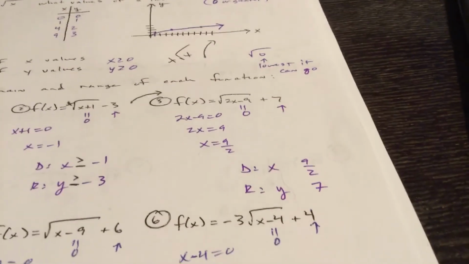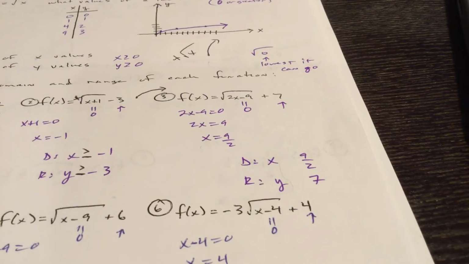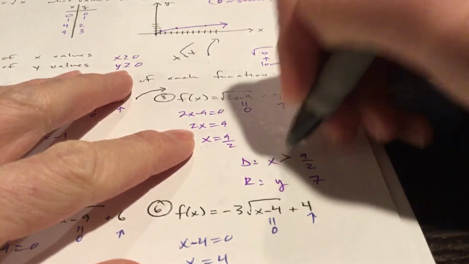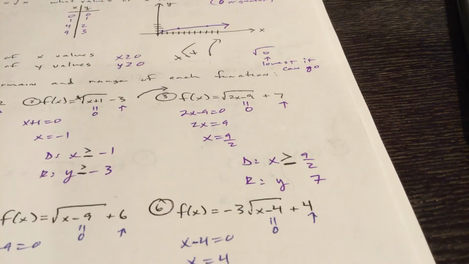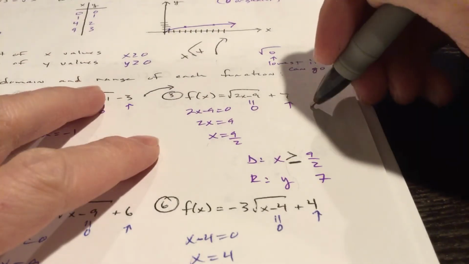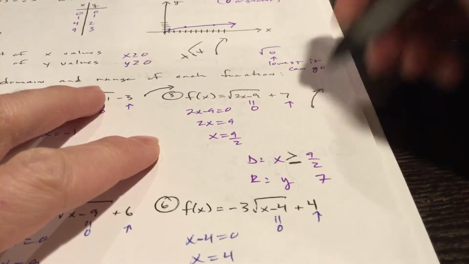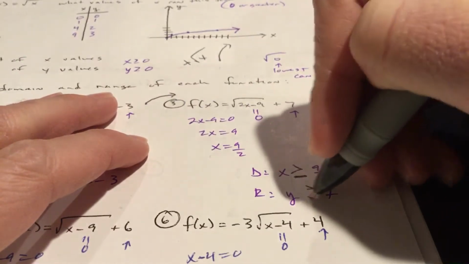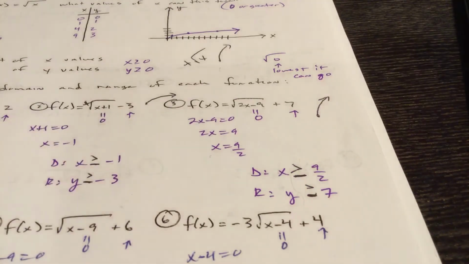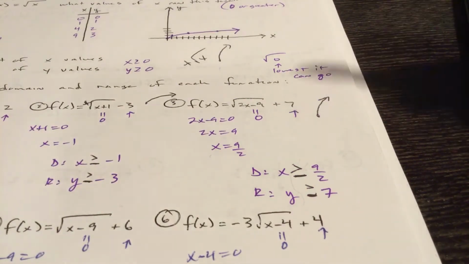So let's do number 3 together. I set what's inside the square root, 2x minus 9, equal to 0, because I'm allowed to take the square root of 0, but not a negative. I get x equals 9 over 2, and that's okay. So my domain will be, x can be anything 9 over 2 or more. And again, this is a positive root function, so as x gets bigger, y will also get bigger, kind of like that. It's supposed to be tilted to the side, but the range is y greater than or equal to 7. Again, it is staring at you there.